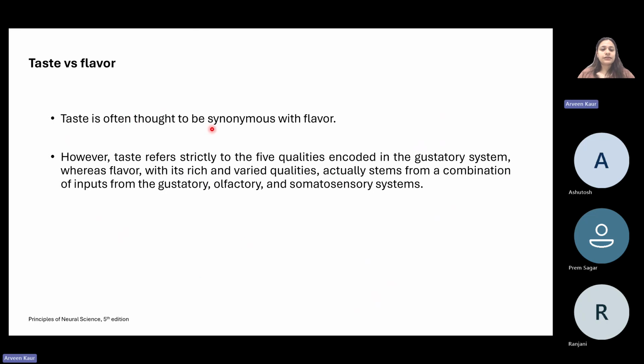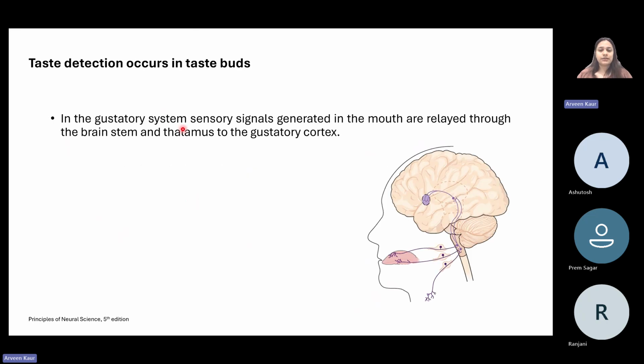So taste is often thought to be synonymous with flavor. However, taste refers strictly to five qualities encoded in the gustatory system, whereas flavor, with its rich and varied qualities, actually stems from a combination of inputs from the gustatory, olfactory, and somatosensory systems. Sometimes even visual is involved, right? In the gustatory system, sensory signals generated in the mouth are relayed to the brainstem and thalamus, to the gustatory cortex.